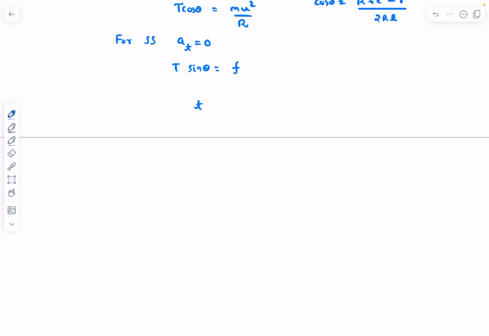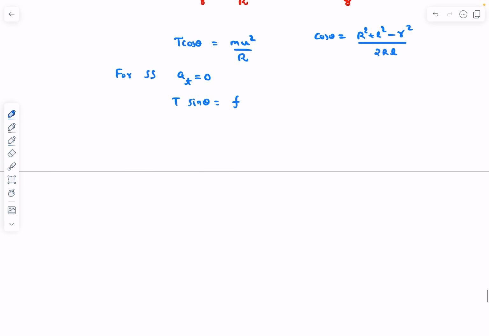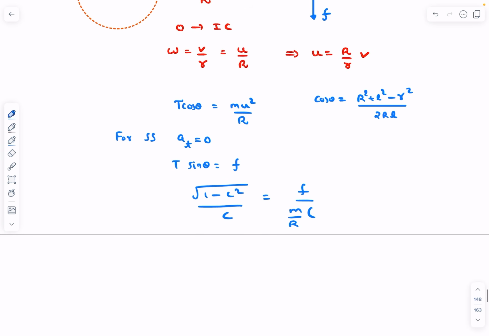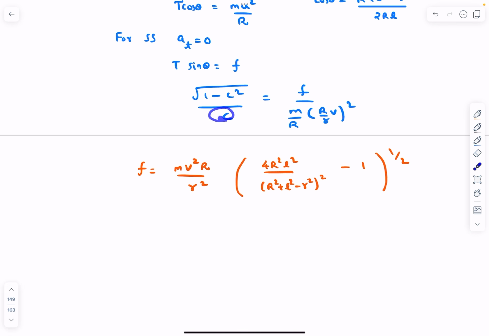So we'll get tan theta. Now instead of writing tan theta, what I'm going to do is write it as sine by cos itself. And sine theta, I'm going to write as the square root of 1 minus cos squared, right? So this would become F divided by, I'm going to substitute the value of u as well. Okay, so now all you have to do is substitute the value of cos theta and you'll get the air friction as this particular value.